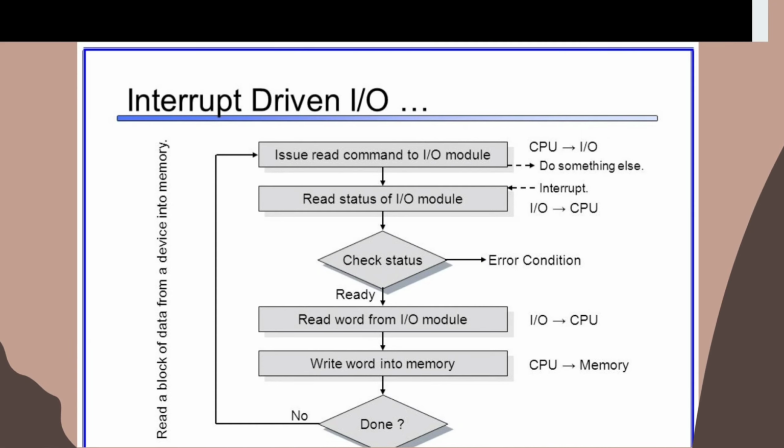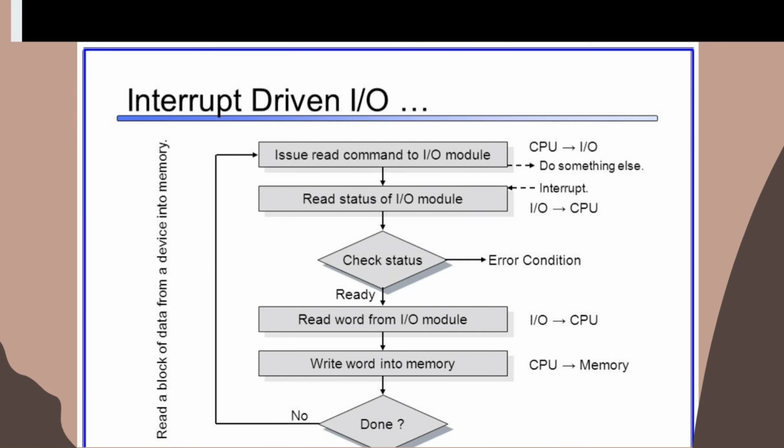CPU issues read command. IO module gets data from peripheral while CPU does other work. IO module interrupts CPU. CPU requests data. IO module transfers data. Now we will see the detailed processing of interrupt driven IO. A device driver initiates an IO request on behalf of a process. The device driver signals the IO controller for the proper device, which initiates the requested IO.